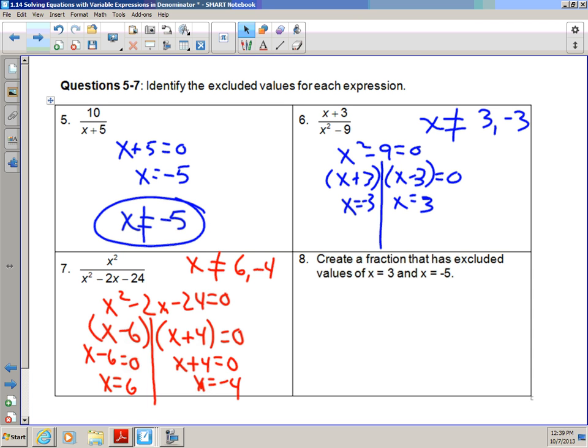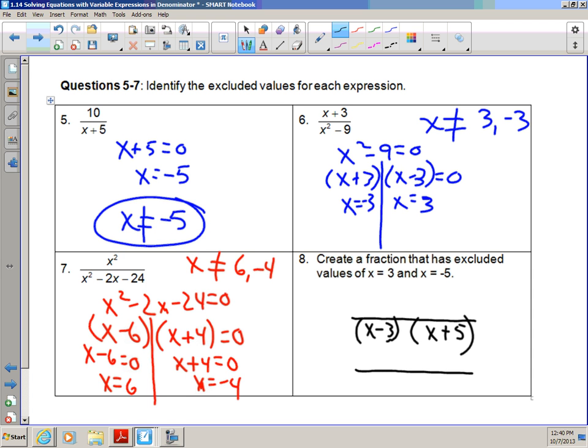Now I ask you to create a fraction that has excluded values of 3 and negative 5. Well, it's kind of going backwards. If the answer was 3, as you'll see in the example above here, then that means right before that, the parenthesis had to be x minus 3. And if my answer is negative 5, then the parenthesis right before it had to be x plus 5. I don't care what's in the numerator, so I'm just going to ignore it. I then will multiply this out to get the following trinomial as my answer. Okay?